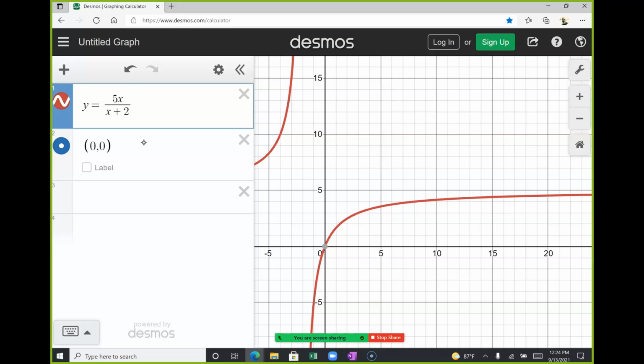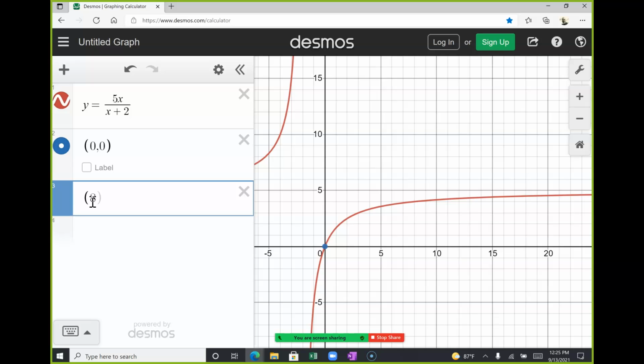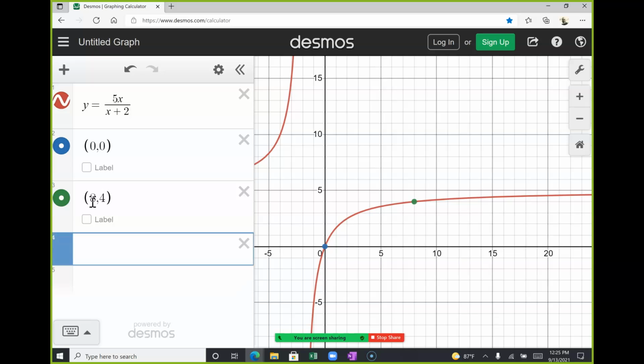So if I plug in 8, I should get what? 40 over 10, so 4. Is that right? Yeah, that's 4. So if I plug in 8, I get 8 comma 4. And this is one of the things we're talking about today: just does a point exist on a curve, that type of thing.